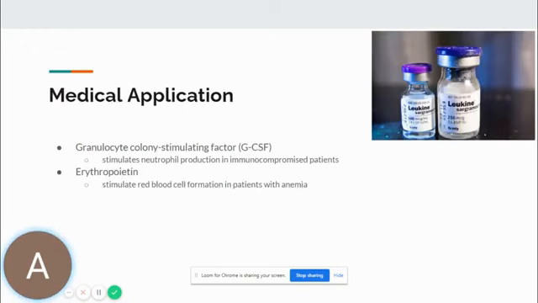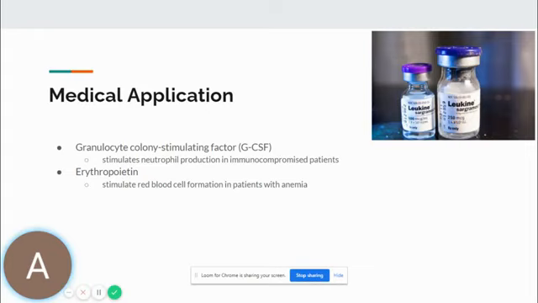Okay, so let's move on to medical application. How can we use this information? One very important use of growth factors is GCSF in immunocompromised patients, and erythropoietin, which stimulates red blood cell production in patients with anemia.